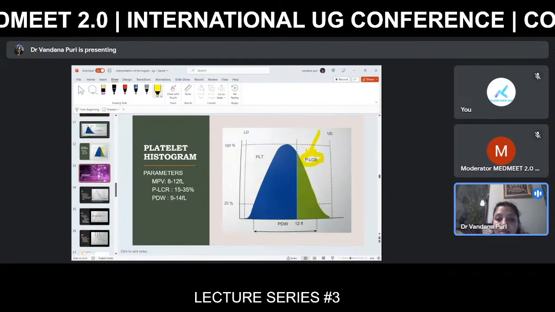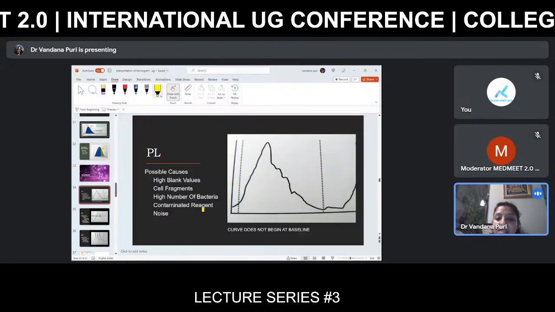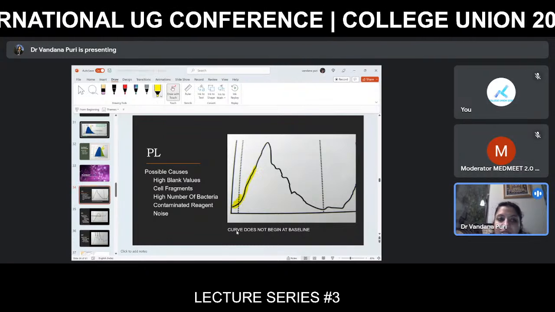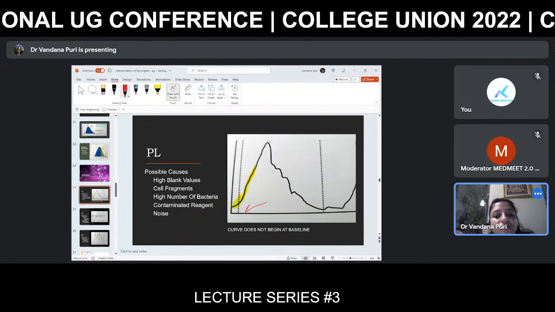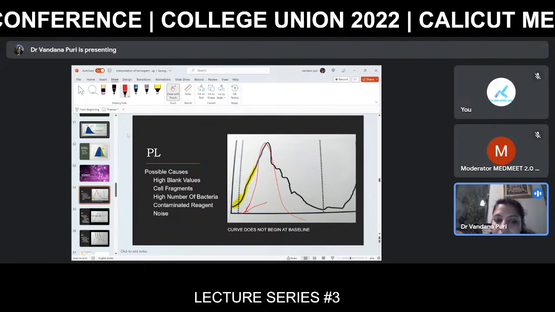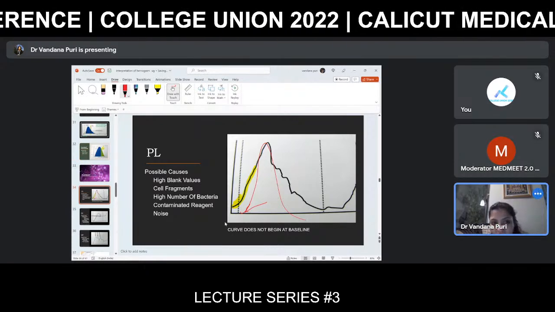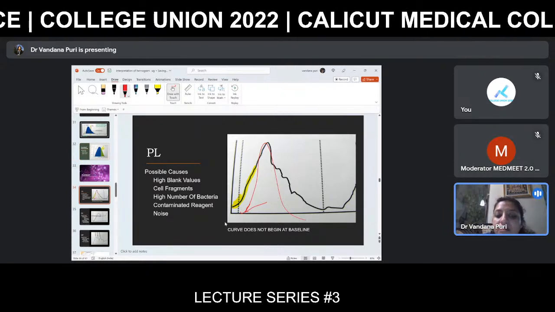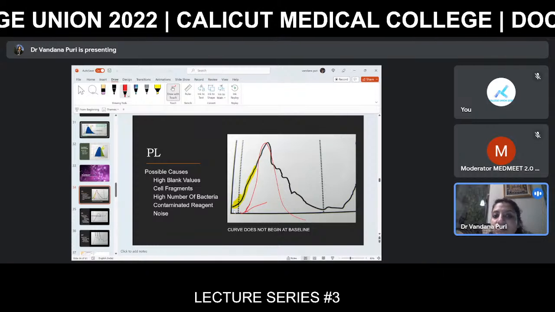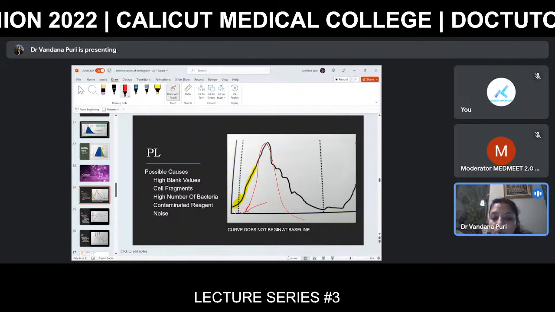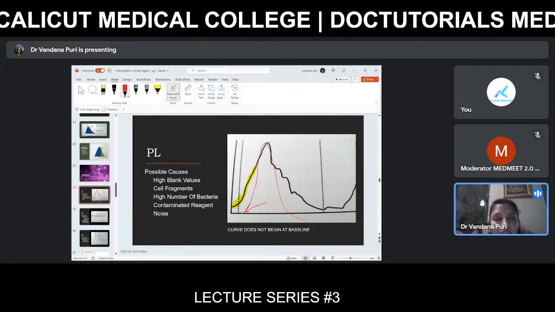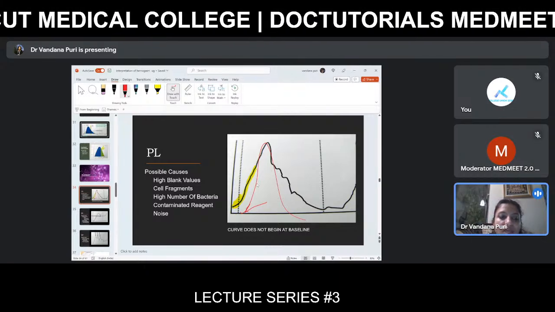Once you are clear with the platelet histogram, let's look at the platelet flaggings. Just like RBC, here you saw that the platelet is not starting from the baseline. That means something is not allowing the platelets to start from the baseline. It should start like this, but it is not. What is smaller than the platelet which can interfere? Bacteria. A patient with septicemia who has a higher number of bacteria in the blood can give you a PL error. Or there may be noise. You have to set the machine at zero level. If you don't, it has a lot of noise, or contaminated reagents or high blank values can interfere. So whenever you get a PL error, think either there is bacteria or there's some noise coming. So we have to work on it.